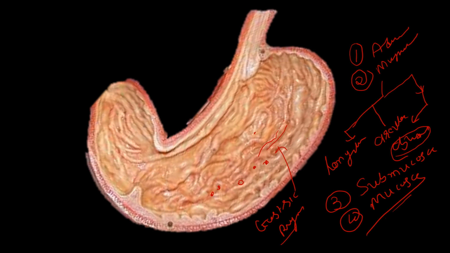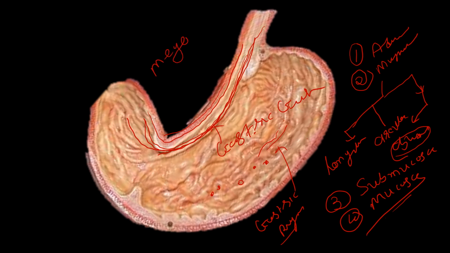Here, you can see from the cardiac end to the pyloric end one deeper sulcus-like structure at the lesser curvature of the stomach. This structure is known as the gastric gutter. It is also known as Magenstrasse.